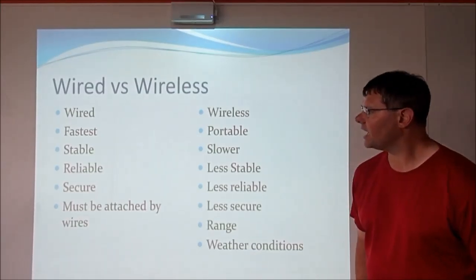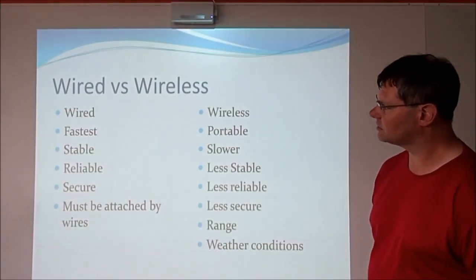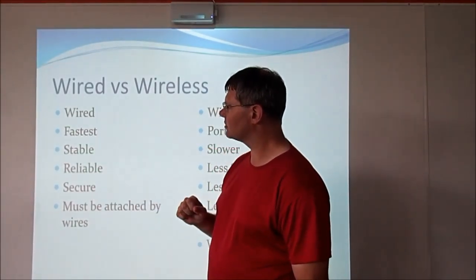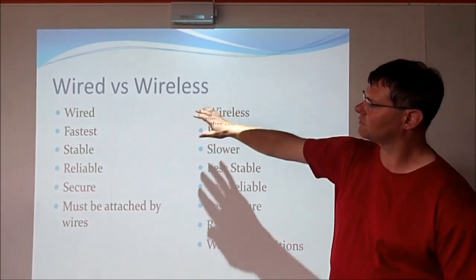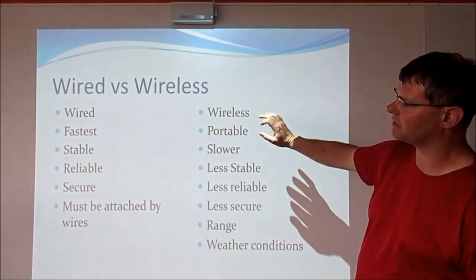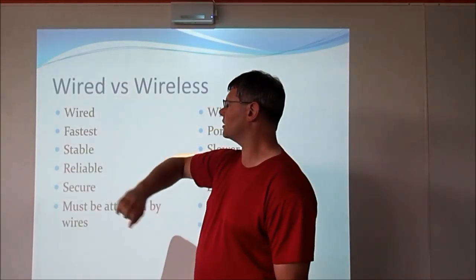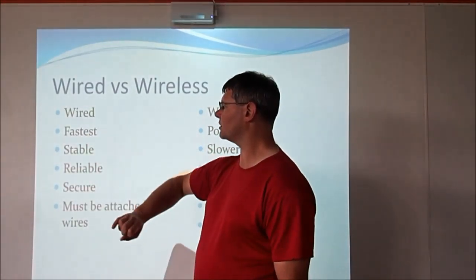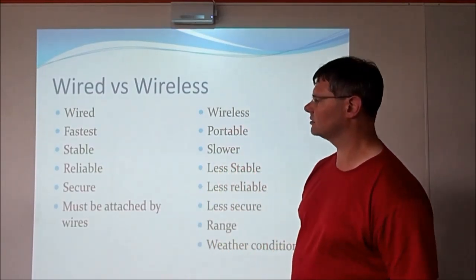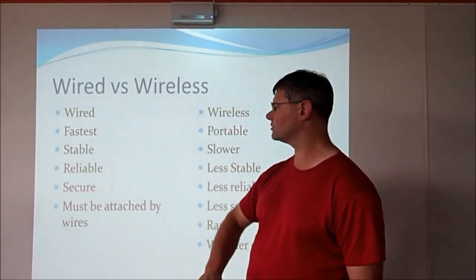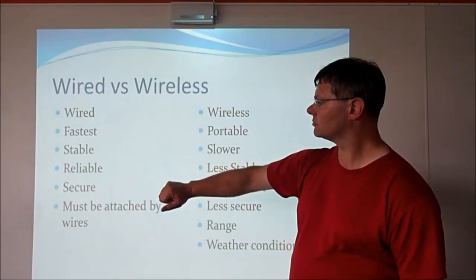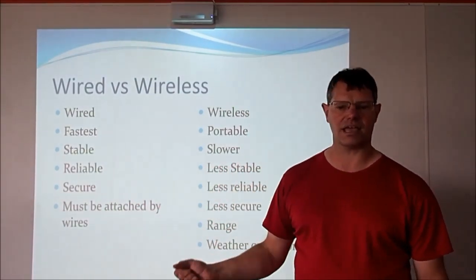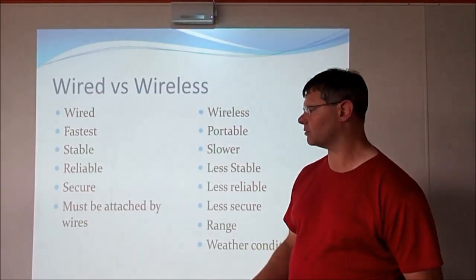Right, wired and wireless networks. The best things about each one and the bad things about each one. So wired networks, they're a lot faster. They're also more stable. You don't tend to get any cutouts, occasionally, but not very often. They're more reliable, and they're also more secure, because it's quite difficult for somebody to tap into the cable that goes into your house. It's doable, but it's not easy.